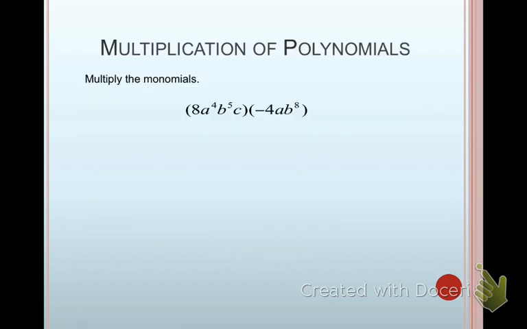Take a look at this example. In this case, we would multiply 8 times negative 4, which is negative 32. We would multiply a to the fourth times a, which would give us a to the fifth. 4 plus 1 is 5. We would multiply b to the fifth times b to the eighth, which is b to the 13th. 5 plus 8 is 13, and our c just stays c.